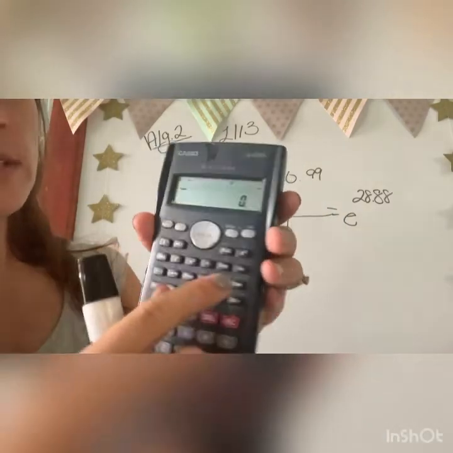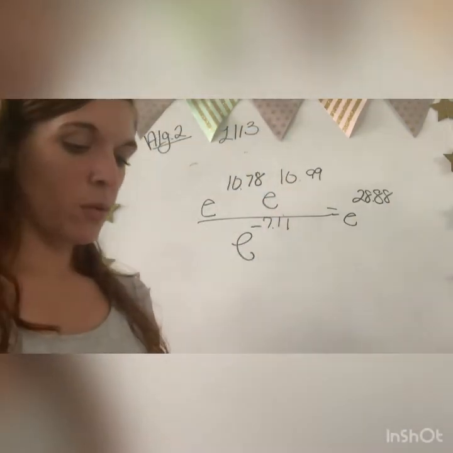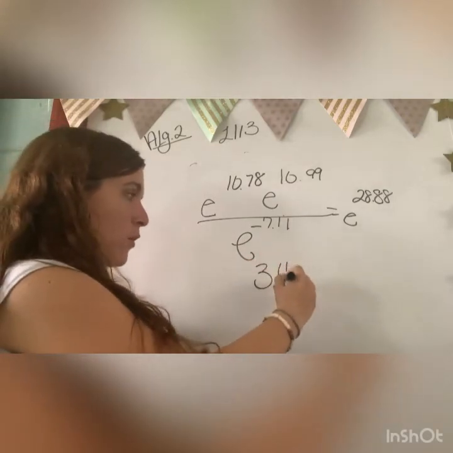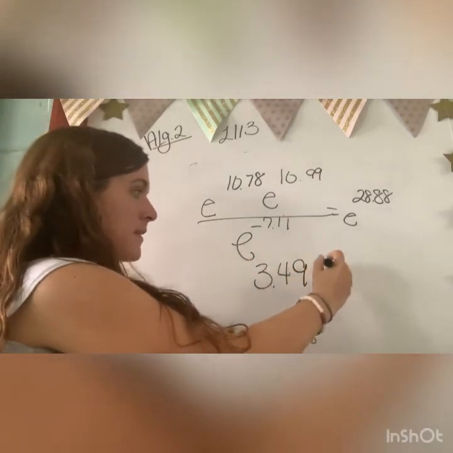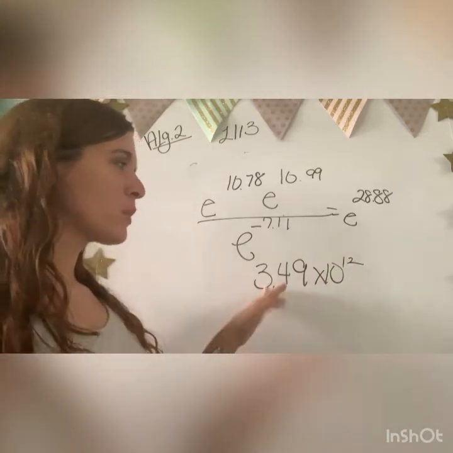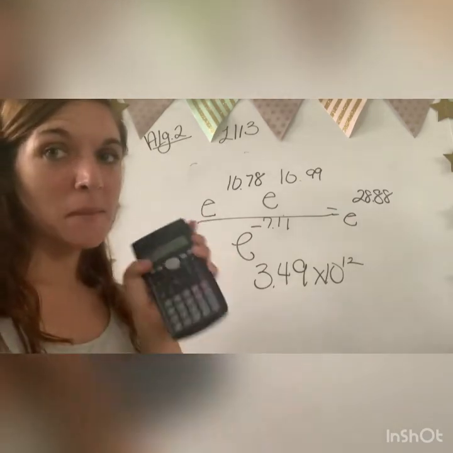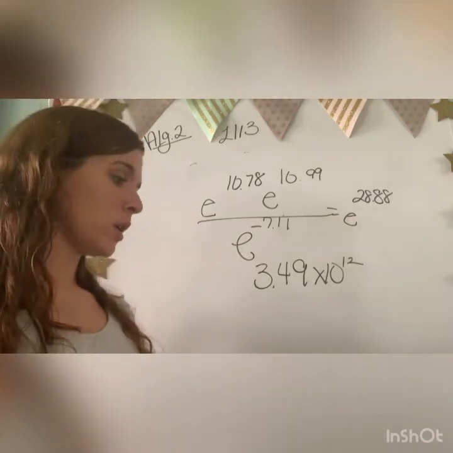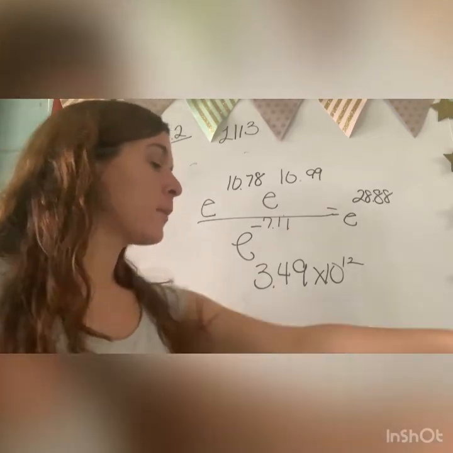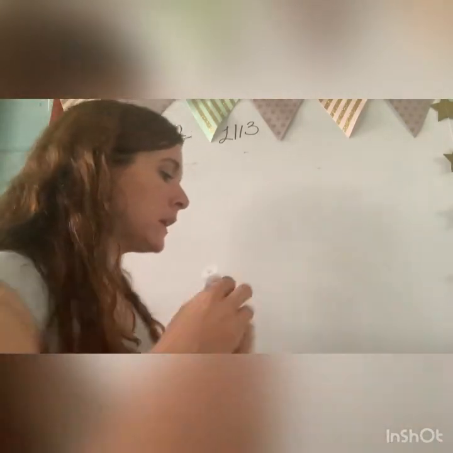So go shift, natural log, then type in 28.88. And you're gonna get 3.49 times 10 to the 12, okay? If I just wrote 3.47 to the 12 before, I really apologize, because in your calculator you can see that it's times 10 to the 12. Okay, look at example 4, because now this is where it starts to get a little bit more complicated, and I'm trying to go slow.